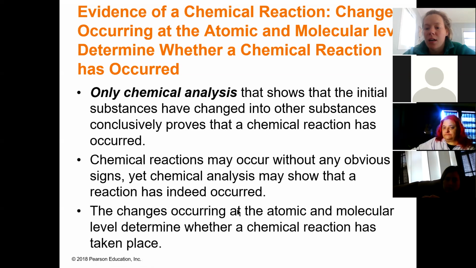And the changes that occur at an atomic and molecular level determine whether a chemical reaction has taken place, even if you can't see it on a macroscopic level. So know that there are reactions out there that can happen that it doesn't look like anything's going on. You've got a clear liquid and a clear liquid and you pour them together and the thing that you get is a clear liquid and doesn't look like much has happened, but things have definitely changed.